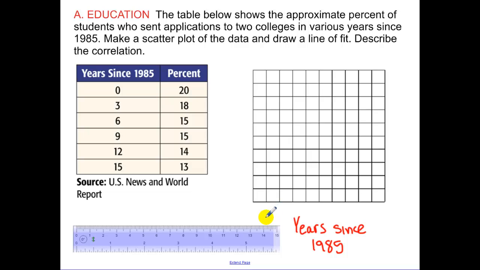Since these all go by 3, my scale on my bottom, I'm going to go by 3. Okay, and then going up, I'm going to draw a little line because I'm going to jump. And let's start with 10 and go by 2s. And I need to label this axis, and this is percent.